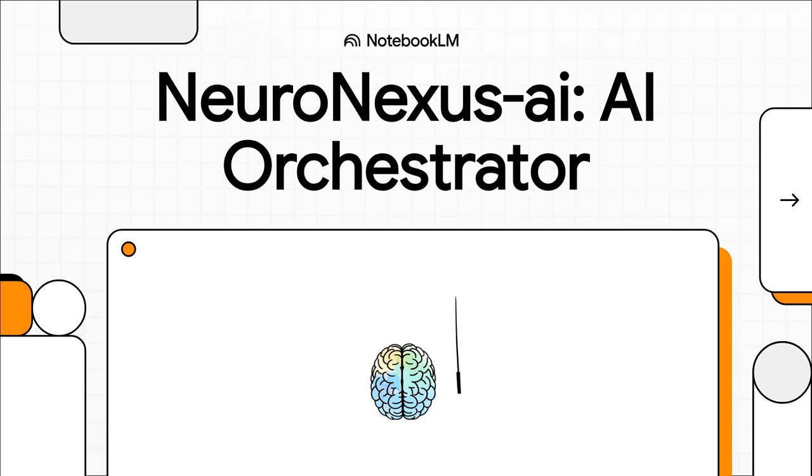Ever feel like you're trying to conduct a really chaotic orchestra? You've got all these amazing AI services, but they're all playing their own tune. Well, in today's explainer, we're looking at an open source tool that basically hands you the conductor's baton. It's called NeuroNexus-ai, and it's designed to turn that chaos into a symphony.